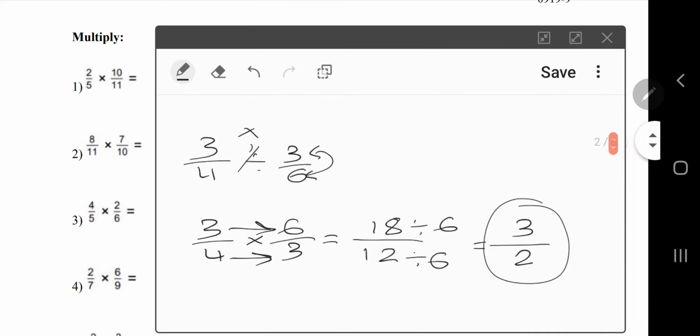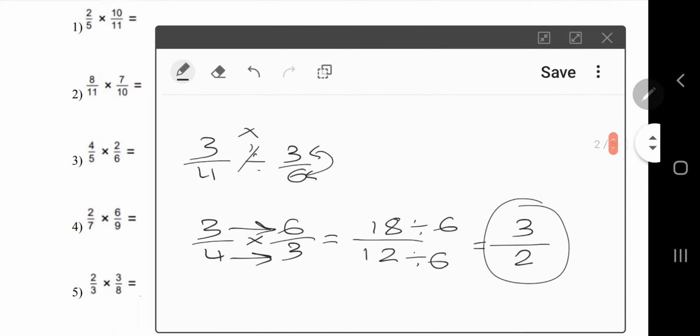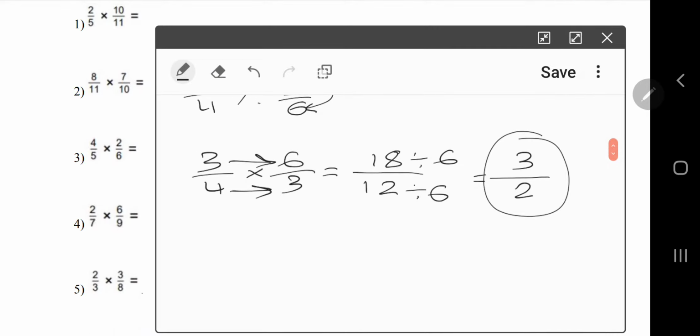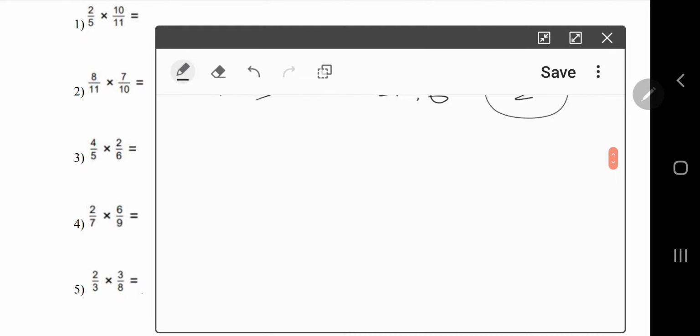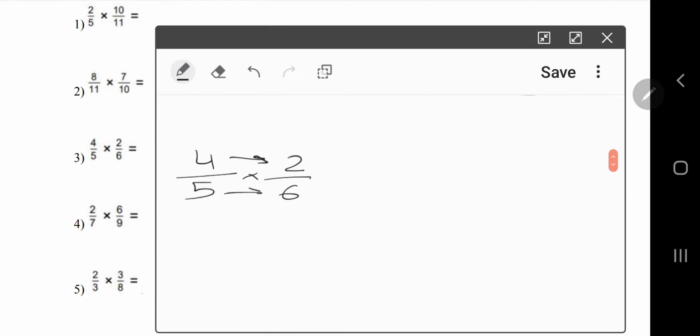Now we'll be going to multiplication of fractions. Similar to division, all you really have to do is just multiply straight across. So let's do number 3. We have 4 over 5 times 2 over 6. Just multiply straight across. That's it.